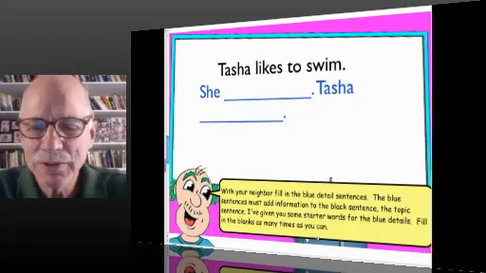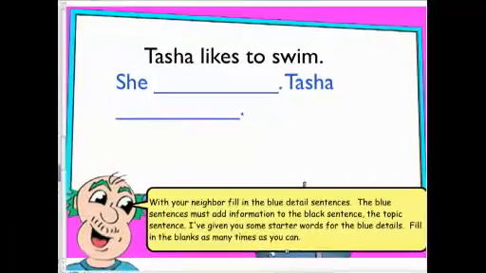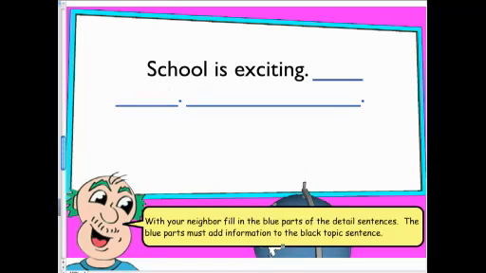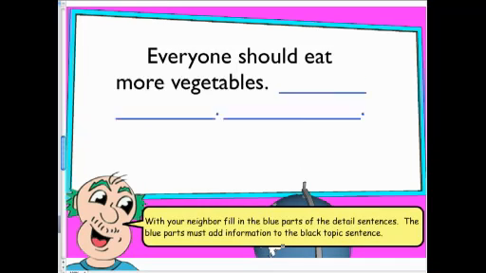Now we go forward. Now kids start to write detailed sentences with sentence frames. Write them or speak them. I'd rather have them speak it. Paul's a mountain climber. He blah, blah, blah. School is exciting. Everyone should eat more vegetables. Topic sentence, topic sentence, topic sentence.